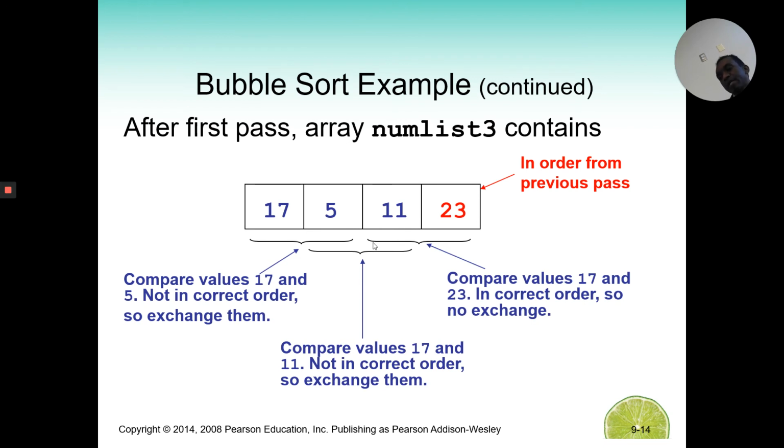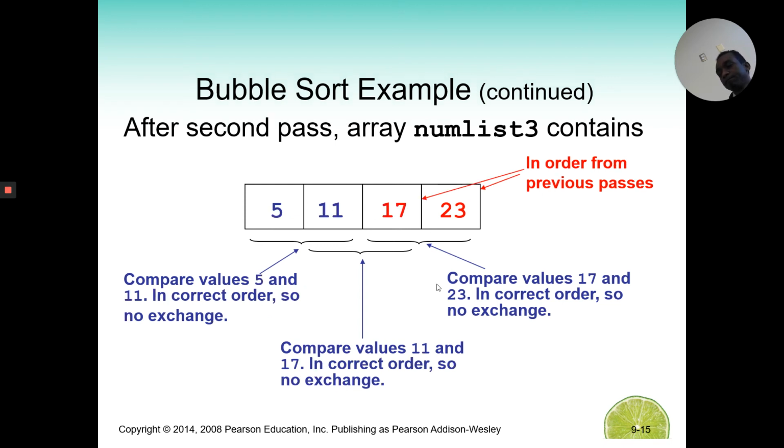After the first pass, the array numList contains 17, 5, 11, and 23. Originally it was 17 and 23, and then 5 and 11. There was no change on this side, but here you had to switch the 23 and the 5, so that's why 5 moved. After the second pass, you now have to rearrange the last one. There's no change here, but here you have to switch. So you have 17 and 23.